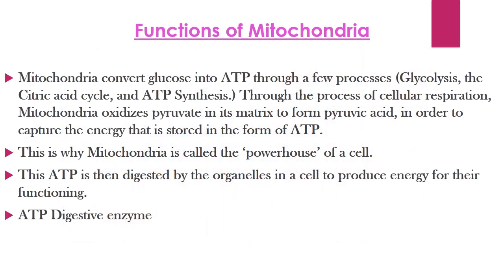Function: mitochondria convert glucose into ATP through processes like glycolysis, the citric acid cycle and ATP synthesis. Through cellular respiration, mitochondria oxidize pyruvate in the matrix in order to capture the energy that is stored in the form of ATP. This is why mitochondria is called the powerhouse of a cell. This ATP is then used by the organelles in a cell to produce energy for their functioning.